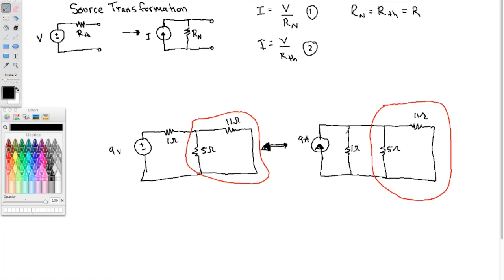And just foreshadowing for your homework, why would you want to transform? Well, imagine you have the picture on the left. Then you transform to the picture on the right. Now the 1 ohm and the 5 ohm resistors are in parallel, so you can combine them. Right? You could not have done that here in the picture on the left.